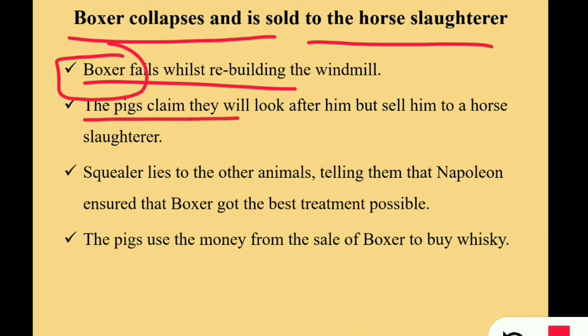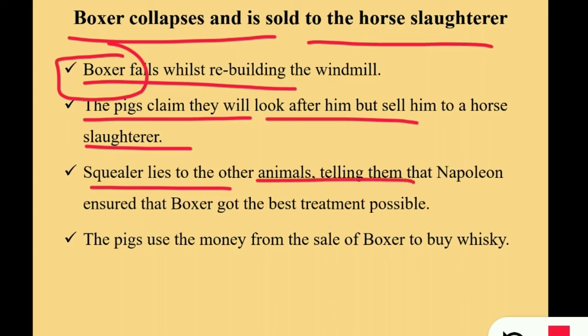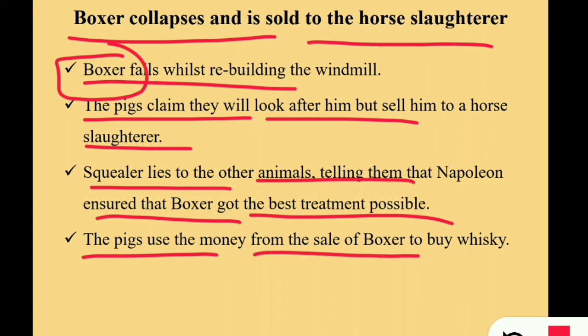The pigs claim they will look after him, but sell him to a slaughterer. Squealer lies to the animals, telling them that Napoleon ensured Boxer got the best treatment possible. The pigs use the money from the sale of Boxer to buy whiskey. So here, I think it is clear, everyone.